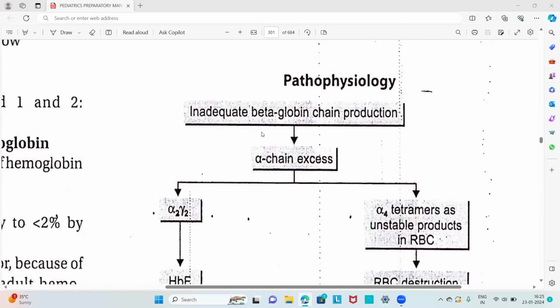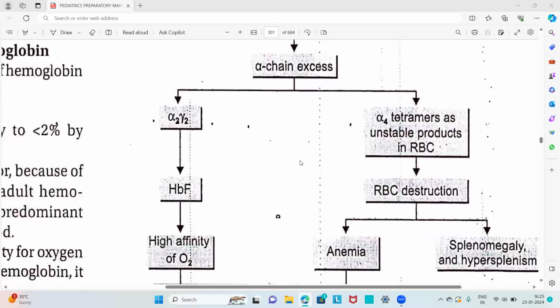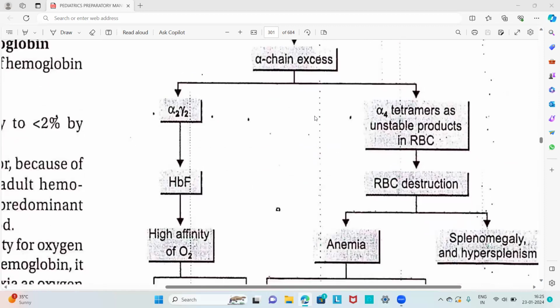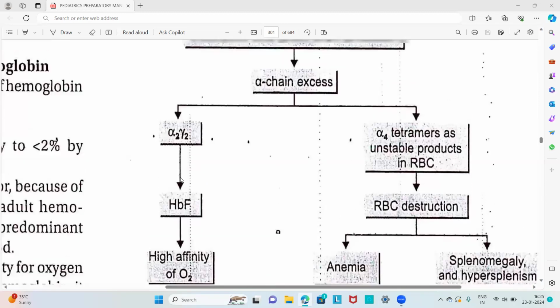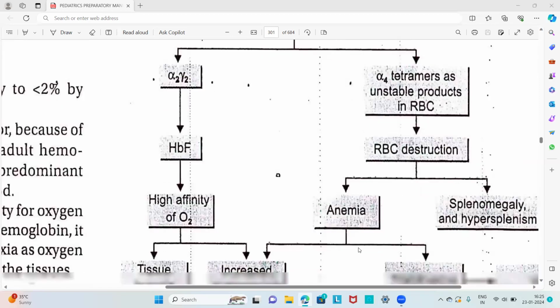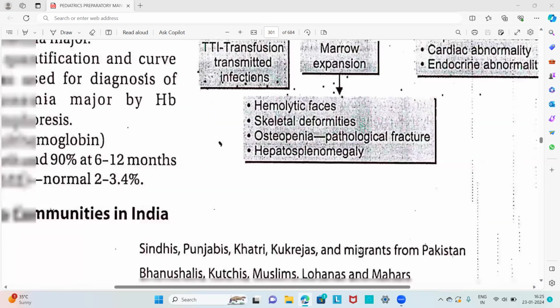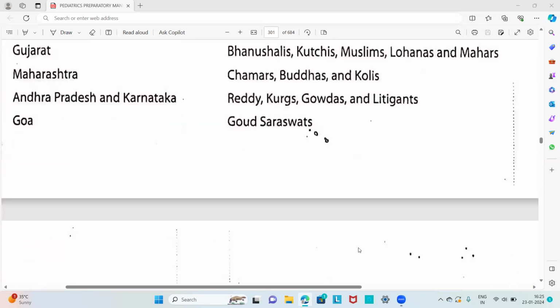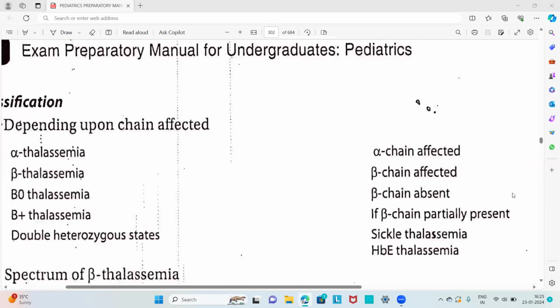That is all because of inadequate beta globin chain production. Because of this, there will be alpha chain excess that results in further pathological changes. Either it forms alpha 2 gamma 2, hemoglobin F, and that leads to certain features, or the alpha 4 tetramers are unstable products causing RBC destruction, which leads to splenomegaly, hypersplenism and anemia, and the resultant features. So that is all regarding the pathophysiology of thalassemia.